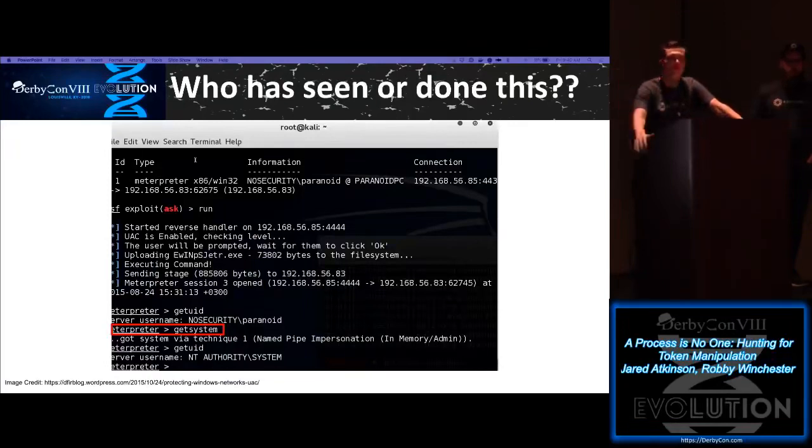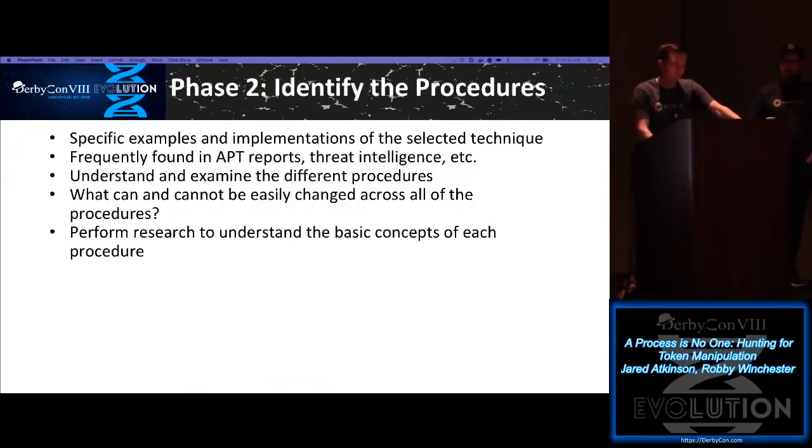Who has run Git system in Metasploit? Anyone? Okay, so that's actually access token manipulation. That's going to be that token impersonation where you're impersonating the system token, doing token theft. So that's what we're looking for. That's built into tons of security tools.